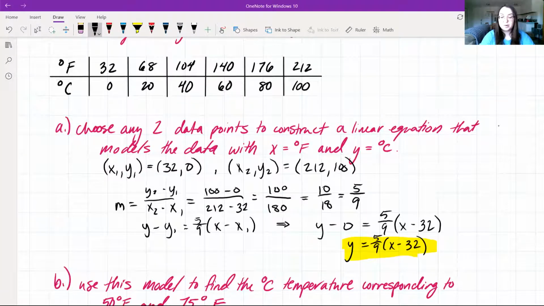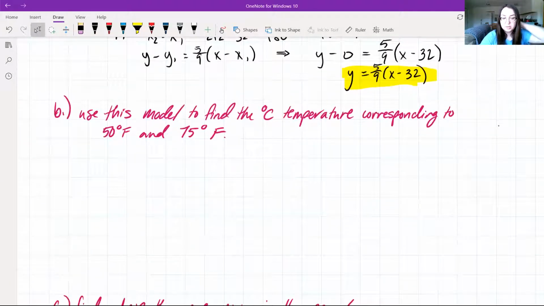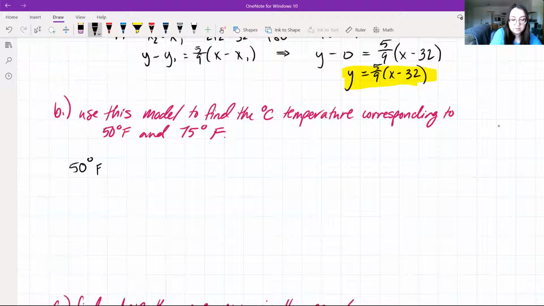All right, so we found our equation now. And for part B, we want to use this model to find the degrees in Celsius temperature that corresponds to 50 degrees Fahrenheit and 75 degrees Fahrenheit. So let's start with 50 degrees Fahrenheit. Since x is corresponding to Fahrenheit, all we need to do is plug in 50 for x and see what we get for y.